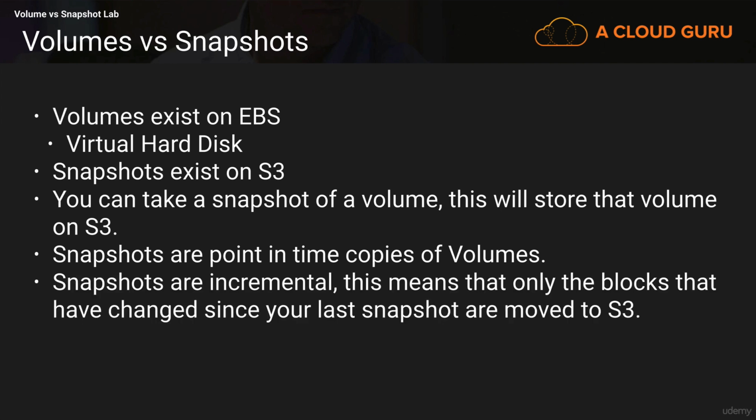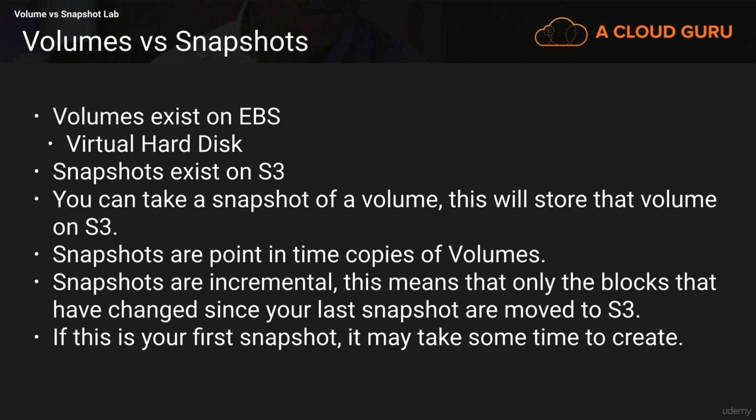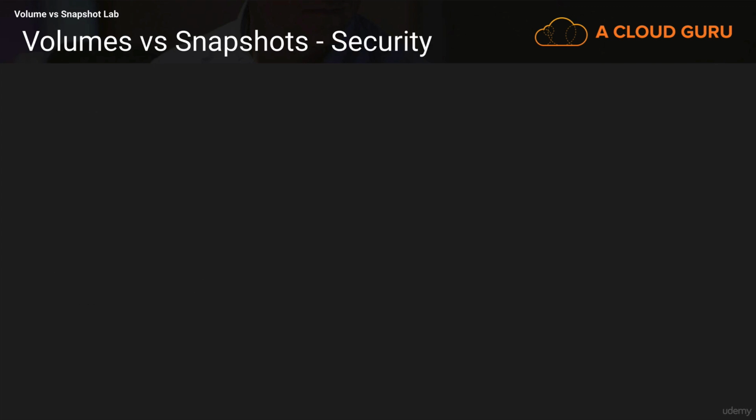Snapshots are incremental, and this means that only the blocks that have changed since your last snapshot are moved to S3. So for that reason, it's always going to take you a fair bit of time to do your first snapshot, but then as you take a second or third, only the changed data would be moved to S3. So again, bear that in mind when you're architecting. If it's your first snapshot, it's going to take some time to create.